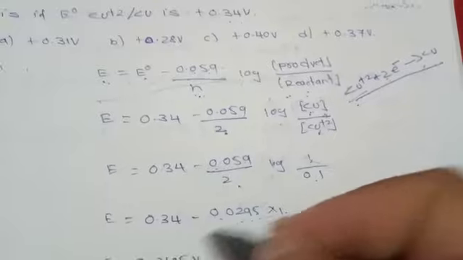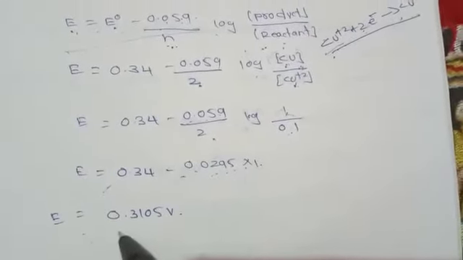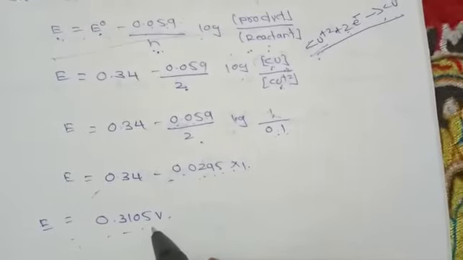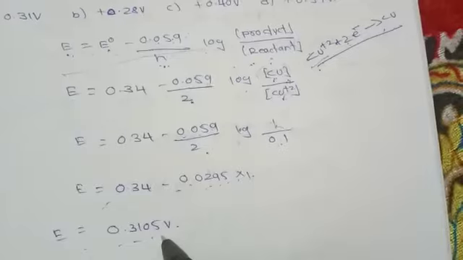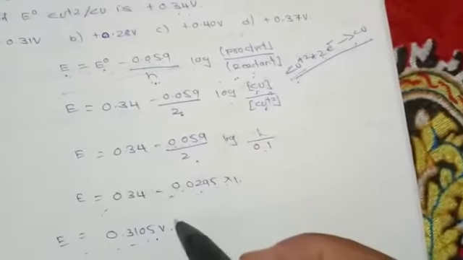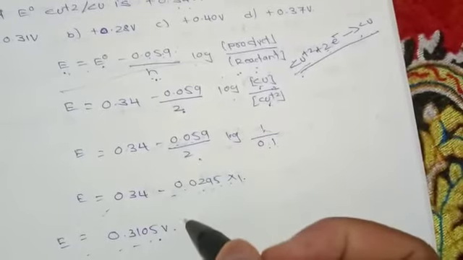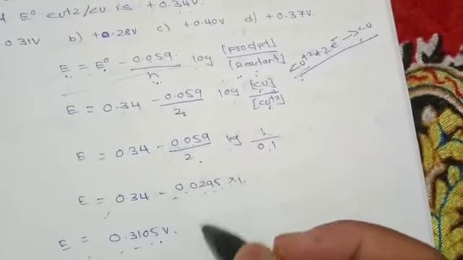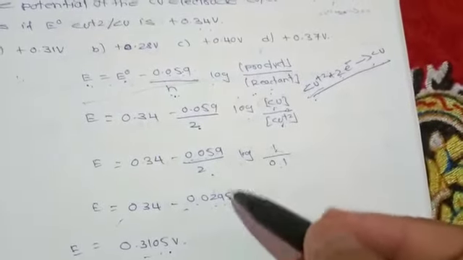Is it clear this one? So on simplification we get E equals 0.3105 volt, right? That is the answer for this problem. Is it clear here? So far we have learned 3 questions, and all these 3 questions are very important models, right? It might have taken some time to explain all this because these are very important.